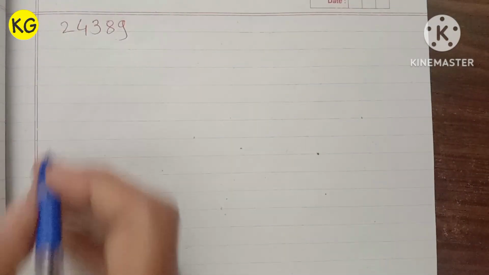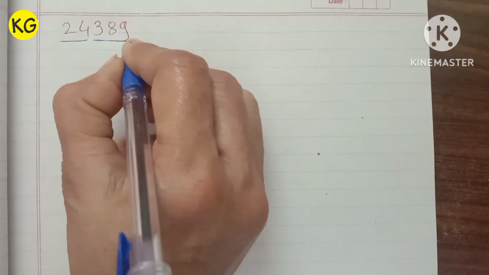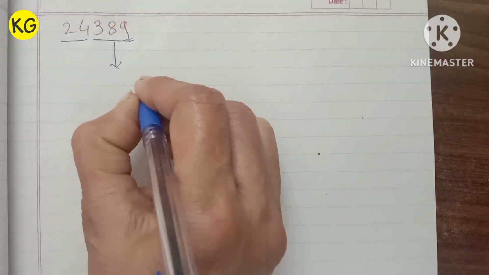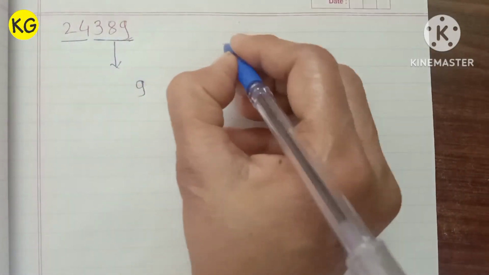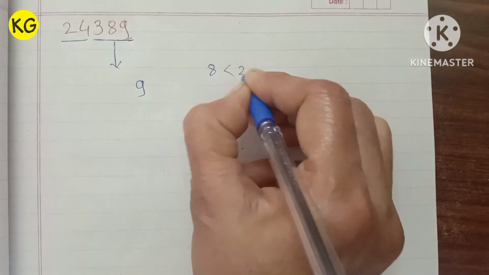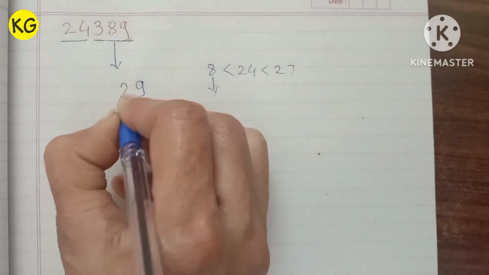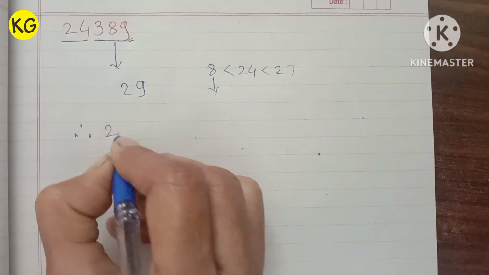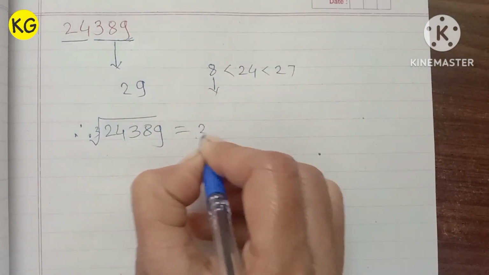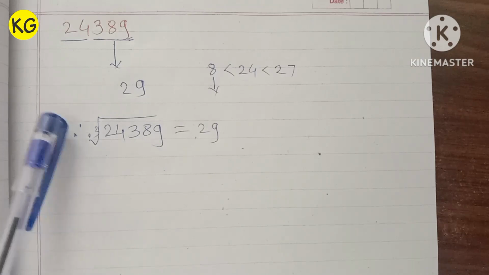Now we see another example. 24,389. Same process. First make the groups. Then it contains 9 at the ones place, so we take 9, and 24 comes. 8 is less than 24 and 24 is less than 27, so the cube root of 8 is 2. In this way we can find the cube root of 24,389, which is 29.